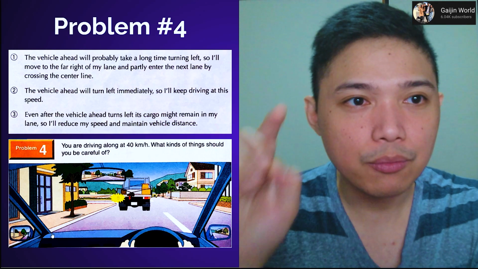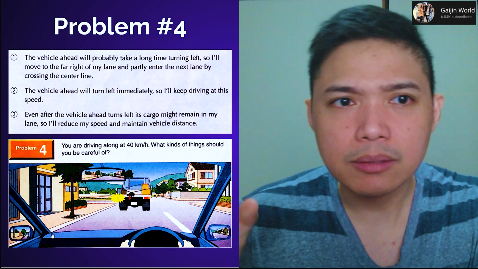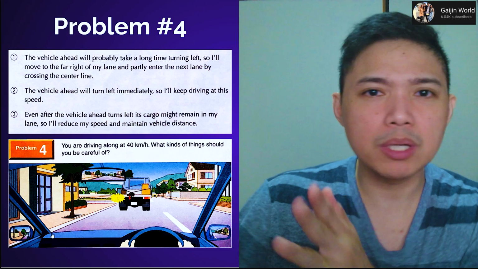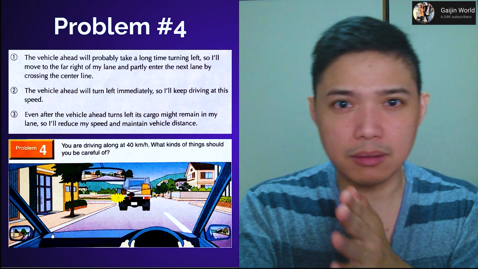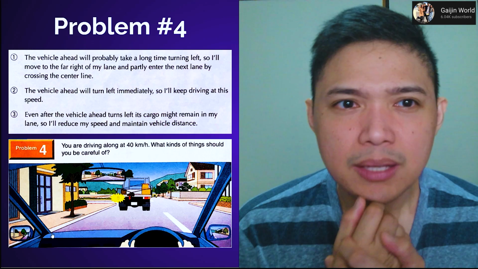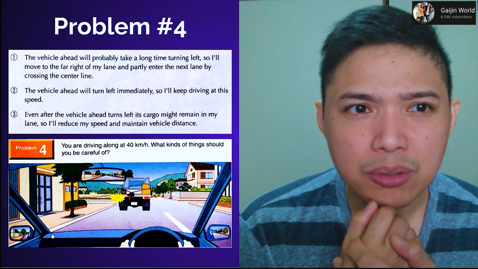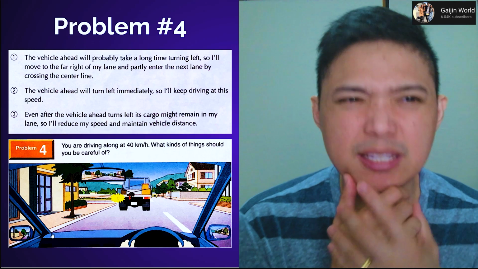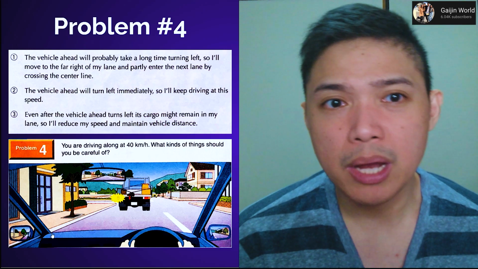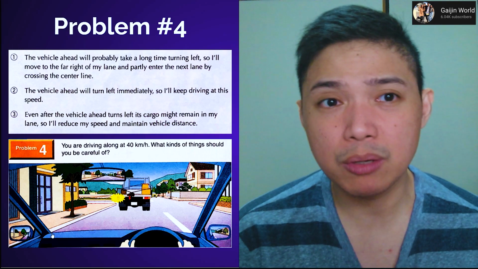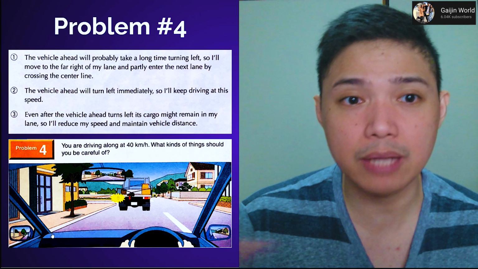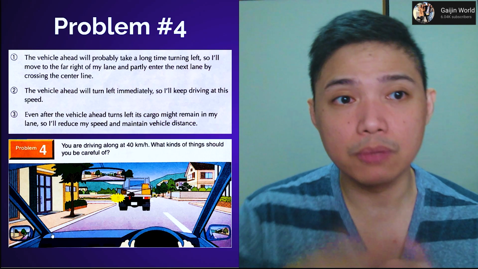Okay, so for number one, moving far right in my lane, I think that's dangerous because you are going towards the lane for the oncoming vehicles, right? And partly entering the next lane by crossing the center line, I guess that's false. Number two, the vehicle ahead will turn left immediately, so I'll just maintain the speed because it's 40 kilometers per hour. I think that's fast for this kind of road. So this is false. So false, false, true.